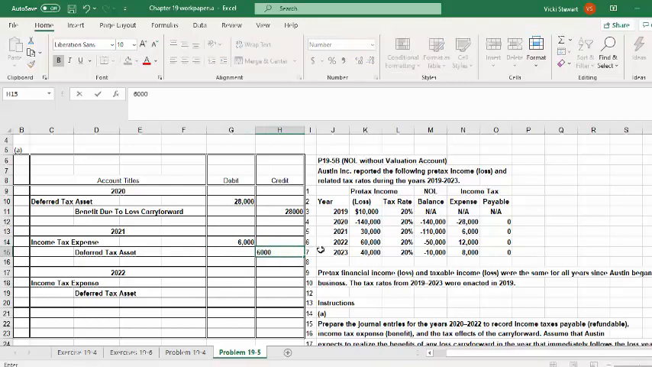asset for $6,000. In 2022, Austin had $60,000 of pre-tax income, and they could utilize that amount from the NOL carry forward and still have $50,000 left to utilize in future years. The income tax expense for 2022 would be $12,000, which is $60,000 times the 20% tax rate. To record the entry for income tax expense in 2022, we would debit income tax expense for $12,000 and we would credit deferred tax asset for $12,000.